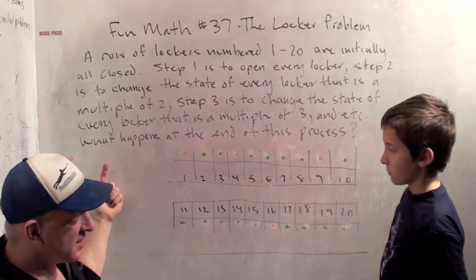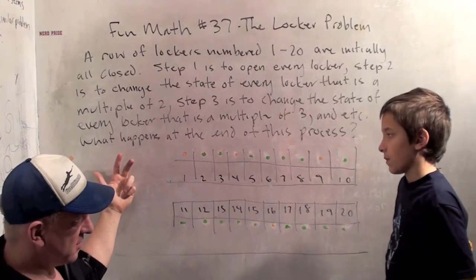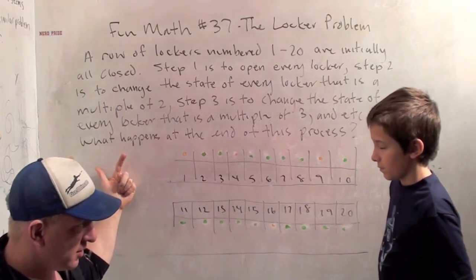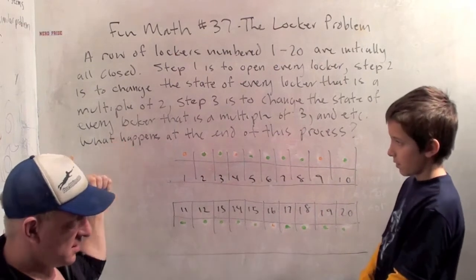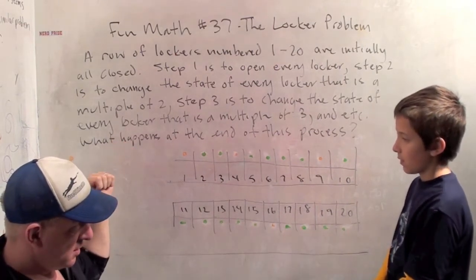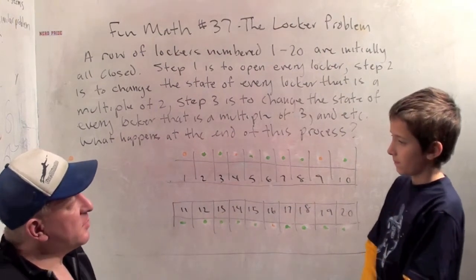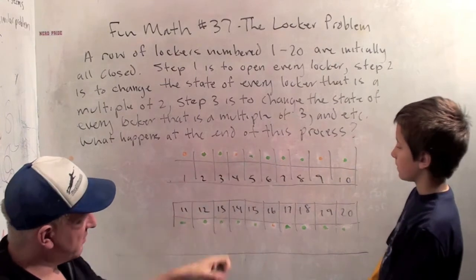If you switch it twice, is it open or closed? It's closed. If you switch it 3 times, is it open or closed? It's open. Okay, so if it's switched once, it's open. If it's switched 3 times, it's open. If it's switched 5 times, it's open. 7 times, it's open. 9 times. What's the pattern? Odd numbers. Odd numbers of switching leave it open, and even numbers of switching leave it closed.